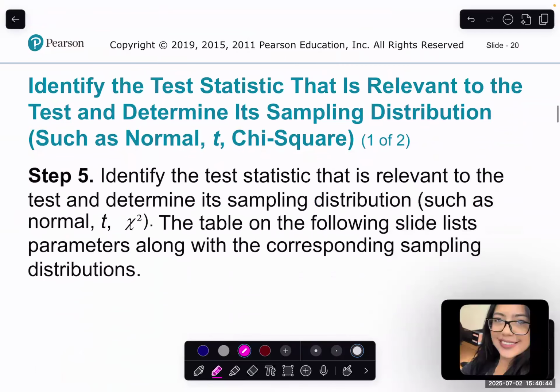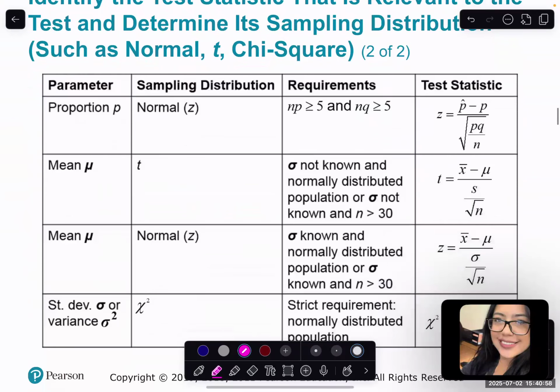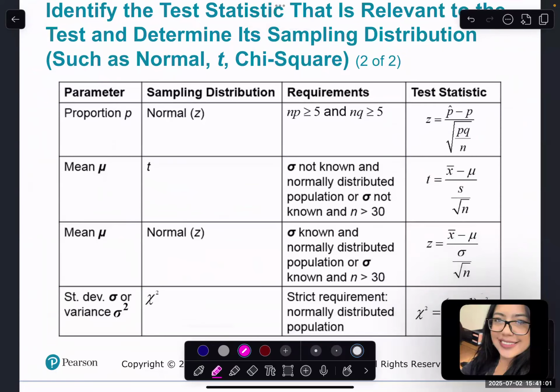And then the last step is to identify which test statistic is relevant. For us, we're going to have either a normal, a t, or a chi-squared. That depends on the following parameters. If we're given a population proportion p, the sampling distribution will be a normal distribution. These are the requirements: n times p should be greater than or equal to 5, and n times q should be greater than or equal to 5. The test statistic is going to be a z-score: z equals p hat minus p, divided by the square root of p times q over n.